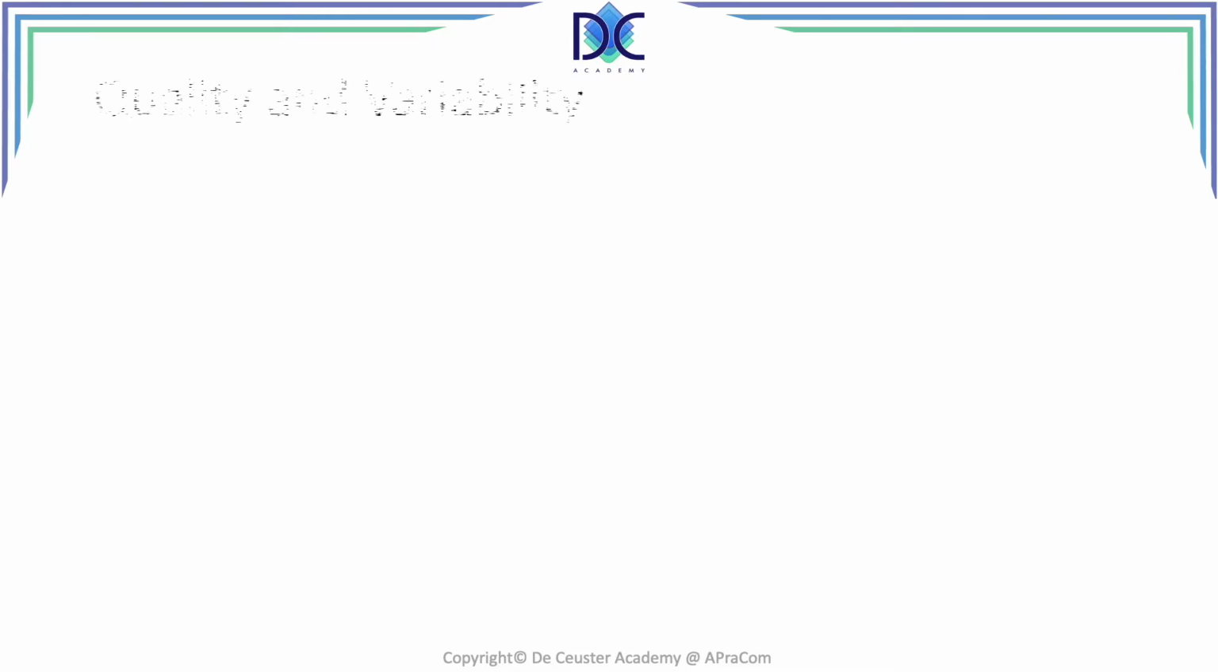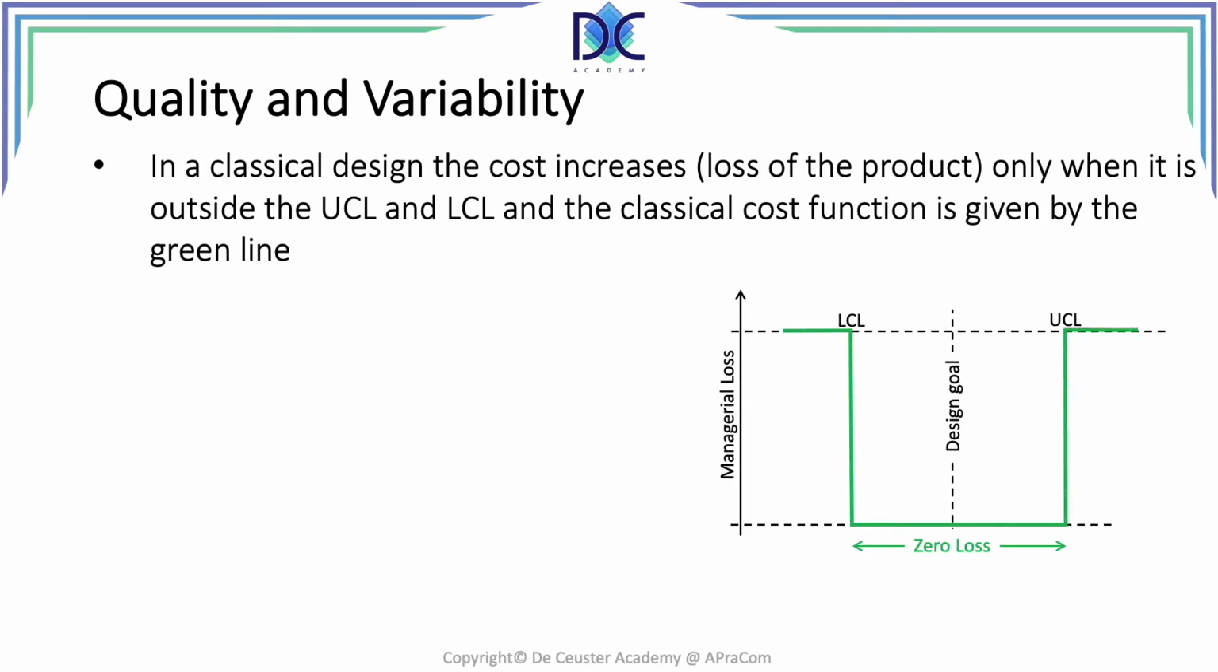But let's have a look now at quality and variability in the Taguchi function. Now, the classical design is shown in this graph here. So when we look at the losses, as long as we're between the lower control limit and the upper control limit, around the design goal, we consider that the losses are zero. The moment we reach the lower control limit or the upper control limit, the losses increase. Basically, the product has no more value anymore. All the value is lost.